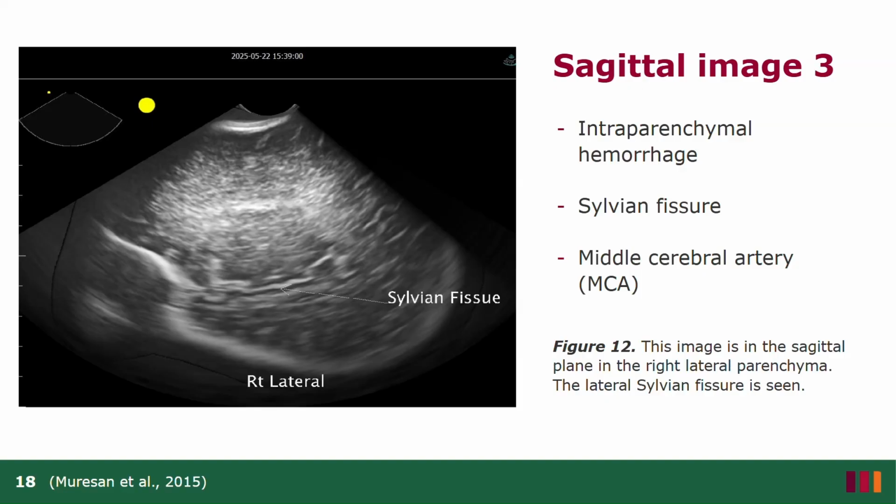This view shows the most lateral parenchyma. This is the view of the sylvian fissure and how we would assess the middle cerebral artery within it for pulsations. But we can also look for any intraparenchymal hemorrhages that have spread to this area.